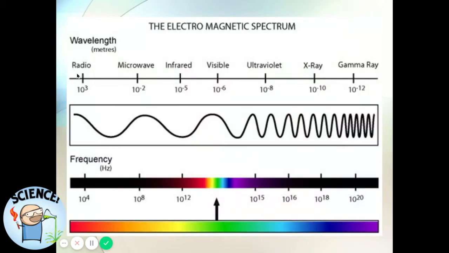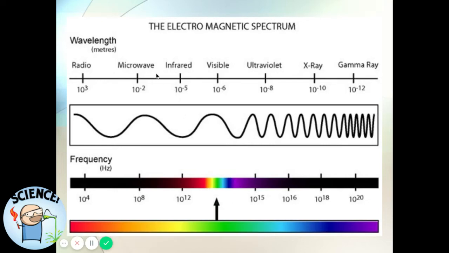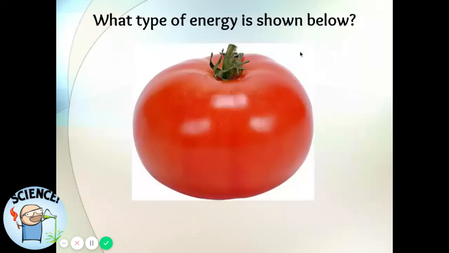Here's an example of the different electromagnetic rays that we're going to talk about in the next unit. You can see this small section here is visible light. This is what the human eye can see. But there are other types of rays that we can't see with our eyes, but are still there. Okay, so let's do a couple of examples and then we're going to watch a BrainPOP video.